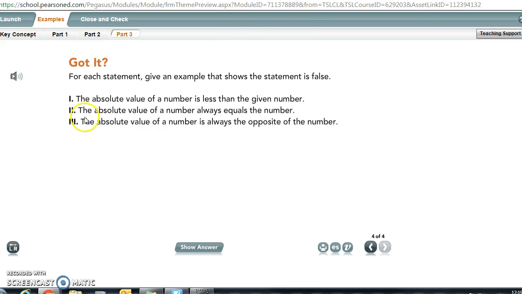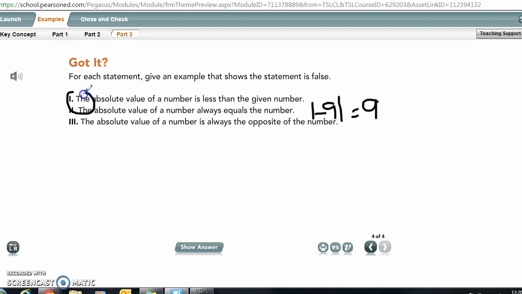So I'll give you an example for 2. It says the absolute value of a number always equals the number. Well, if I have the absolute value of -9, we know my answer is 9. So 9 is not the same as -9. They're different. The absolute value is the units away from 0 a given number is. -9 and 9 are not the same. So there's your answer for B.